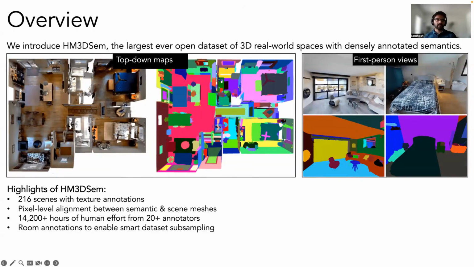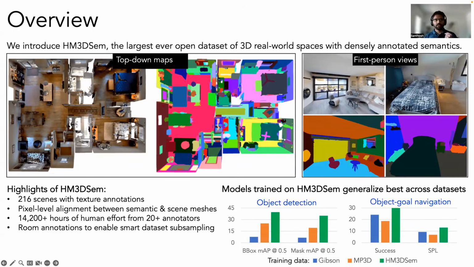Key highlights of our dataset are that it contains 216 scenes with texture annotations, which allows pixel-level alignment between the semantic and scene meshes. Our dataset is the result of 14,000 plus hours of human effort from 20 plus annotators. We also have room annotations to enable smart dataset subsampling for various applications. Moreover, we show that models trained on HM3DSem generalize the best across datasets for object detection and object goal navigation.